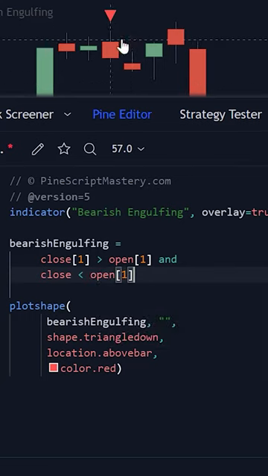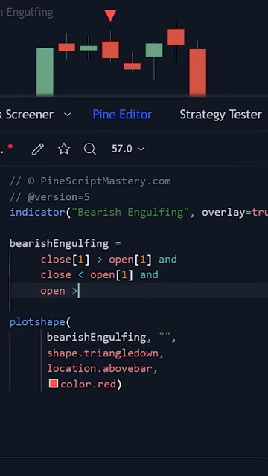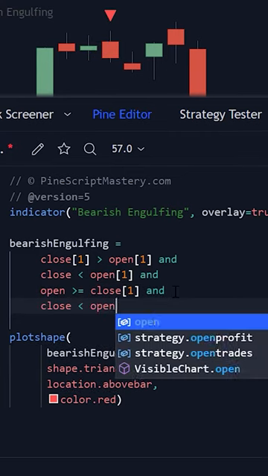Now we need to deal with potential gaps in price action. So the next thing we need to check is, did the current bar open greater than or equal to the previous bar's closing price? And did the current bar close less than the previous bar's opening price?